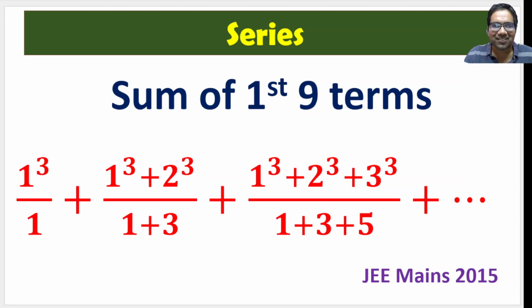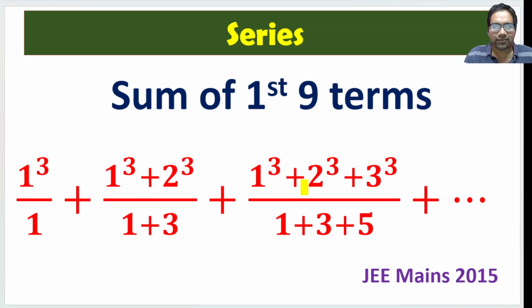Hi friends, here is a nice problem that came in JEE Mains 2015. We have 1 cube by 1, plus 2 cube by 1 plus 3, plus 1 cube plus 2 cube plus 3 cube by 1 plus 3 plus 5, and so on. Basically, in the numerator, we have the cubes of the first n natural numbers, and in the denominator, we have the first n odd numbers. Then, how do we solve this?